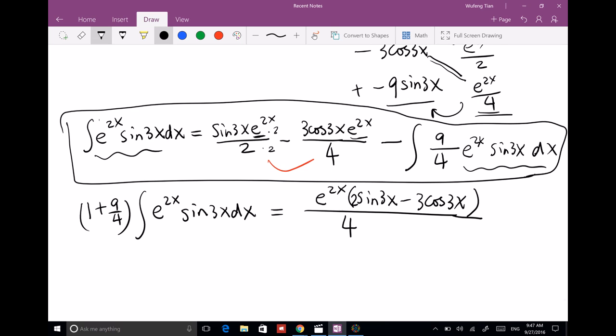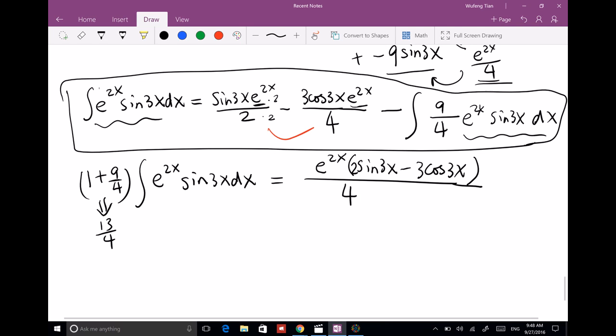Now, this is 13 over 4. This whole thing gives you 13 over 4, because it's just a coefficient. 4 over 4 plus 9 over 4 is 13 over 4. Okay. So 13 over 4, I can multiply both sides by 4. The 4 can cancel out. You multiply this by 4, multiply this by 4, the 4 goes away.